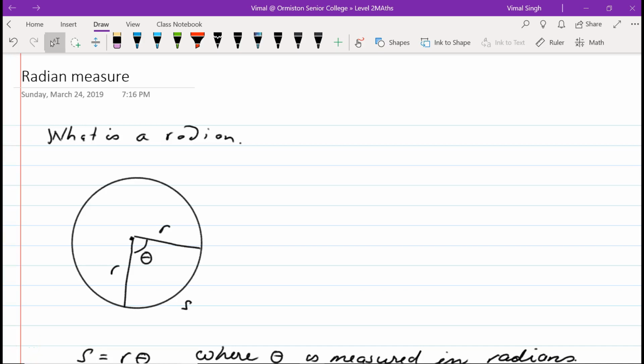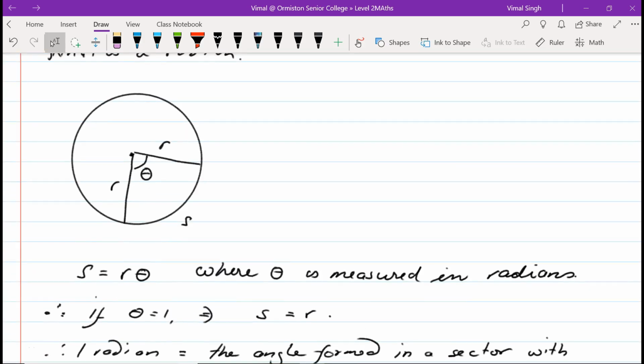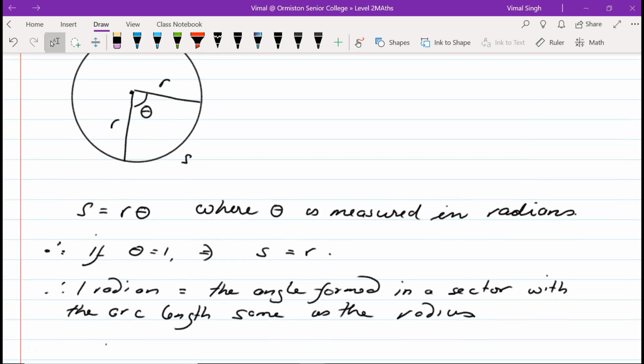Okay, so this is a radian. Now let's have a look at a sector, and you'll notice that I have marked over here a sector where the arc length is given as S and the radius is given as R. So the arc length S is given as R times theta, where theta is measured in radians. So let's say if theta is equal to 1 in radians, that means that the arc length is going to be equal to the radius. So we can define one radian as the angle formed in a sector with the arc length same as the radius.